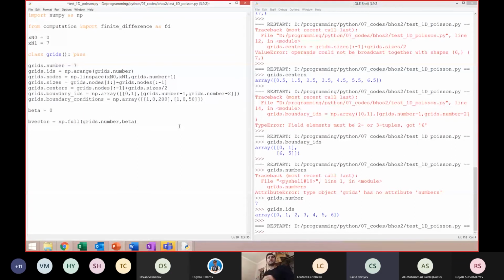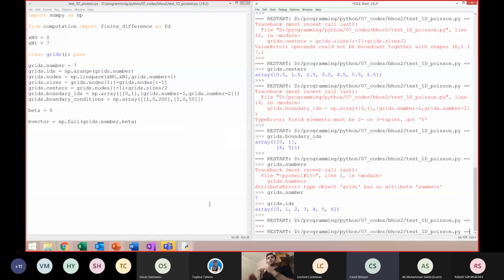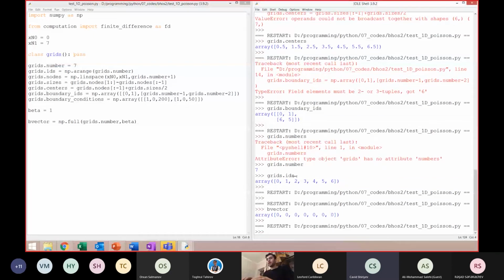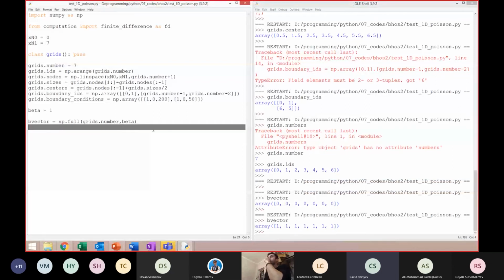Okay, let me run the script. If I don't get any error, it means that I have created the b vector with the 0 entries. If I change this beta value to 1, all the values of the b vector are going to be equal to 1. So this is the right-hand side of the equation. Now I need to generate the left-hand side, the A matrix as well. That will be done from the computation toolbox.